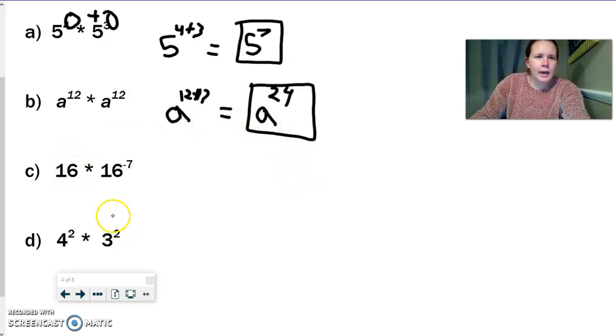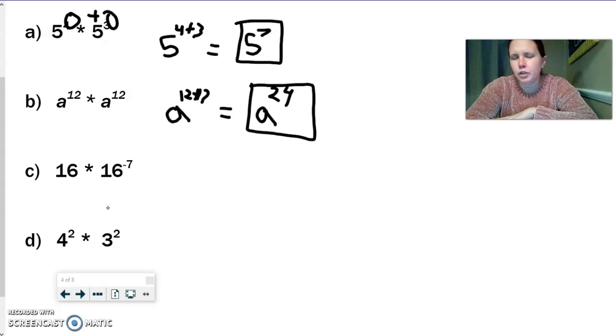So let's take a look at the next 2. The next 2 are a little more challenging because, at least for C here, what I'm noticing is I've got 16 times 16 to the negative 1. Well, if we remember what happens with our negative exponents, we usually make them into a fraction and we bring down that base as well as the exponent to the denominator of that fraction.